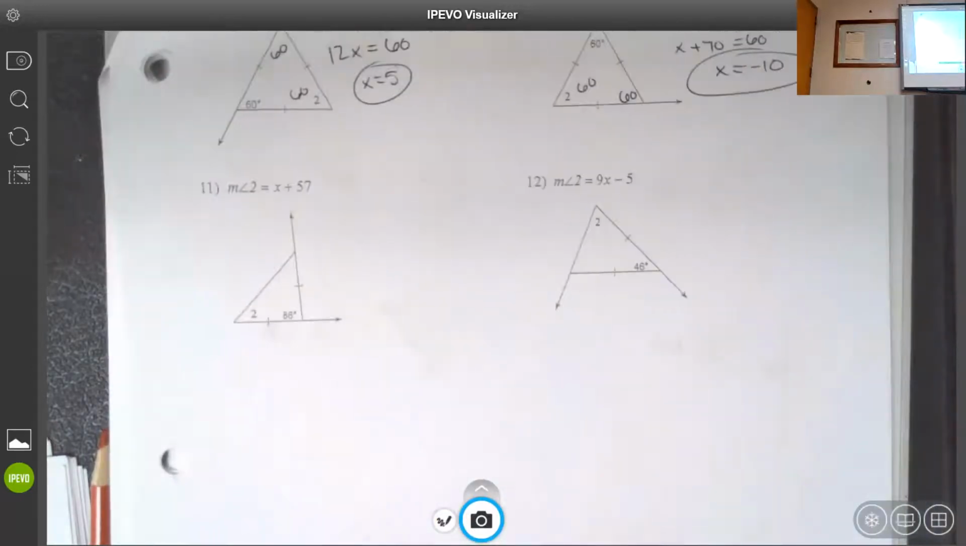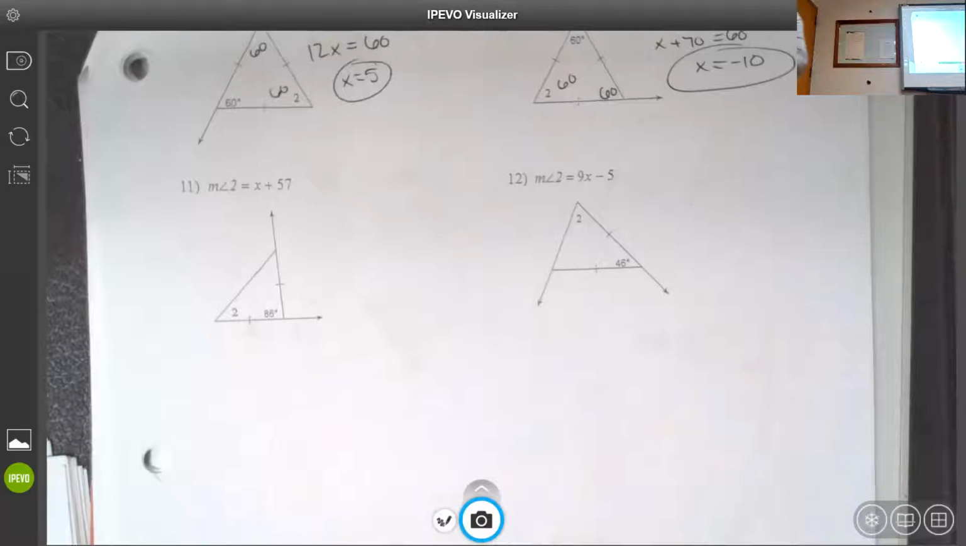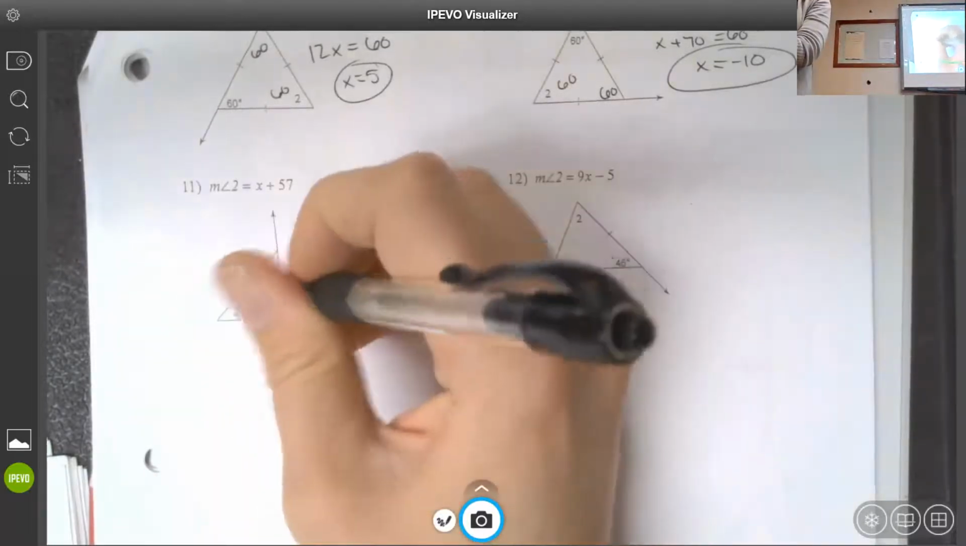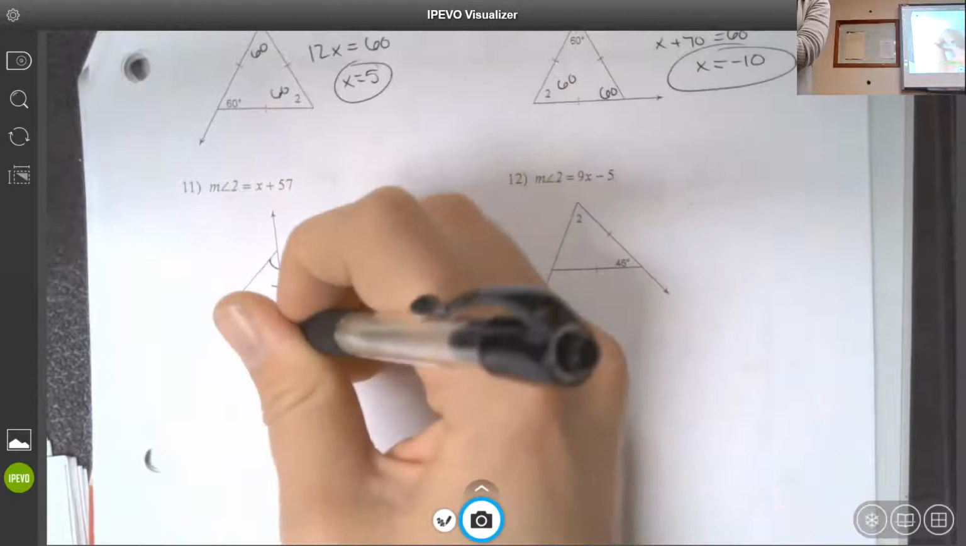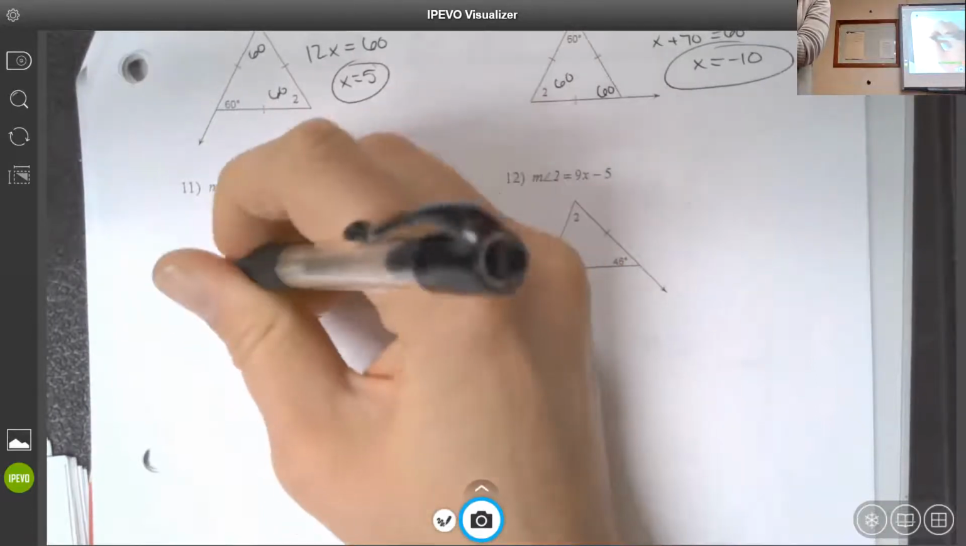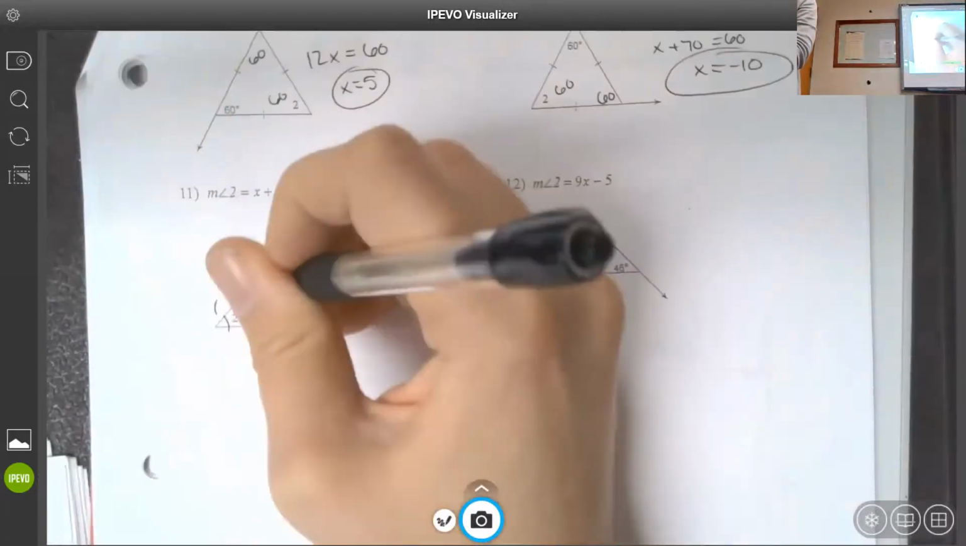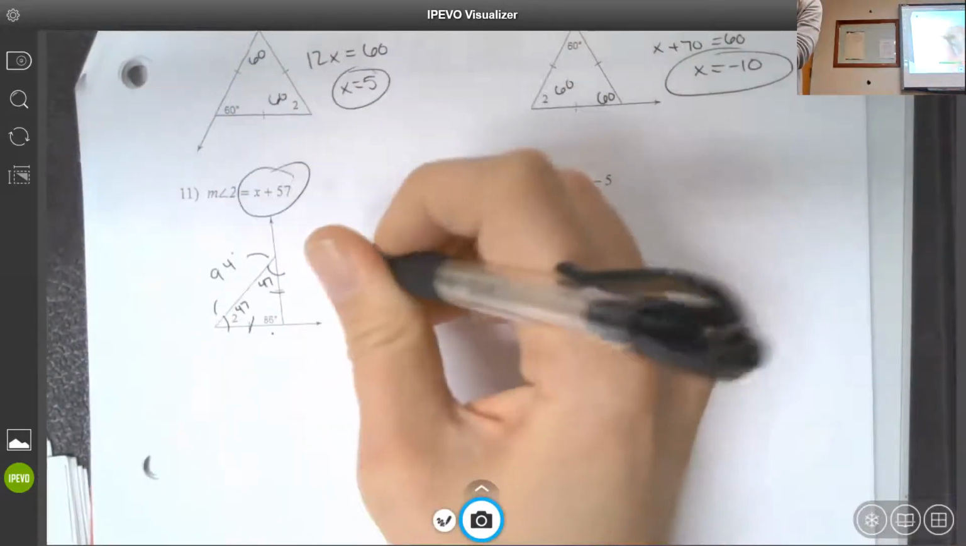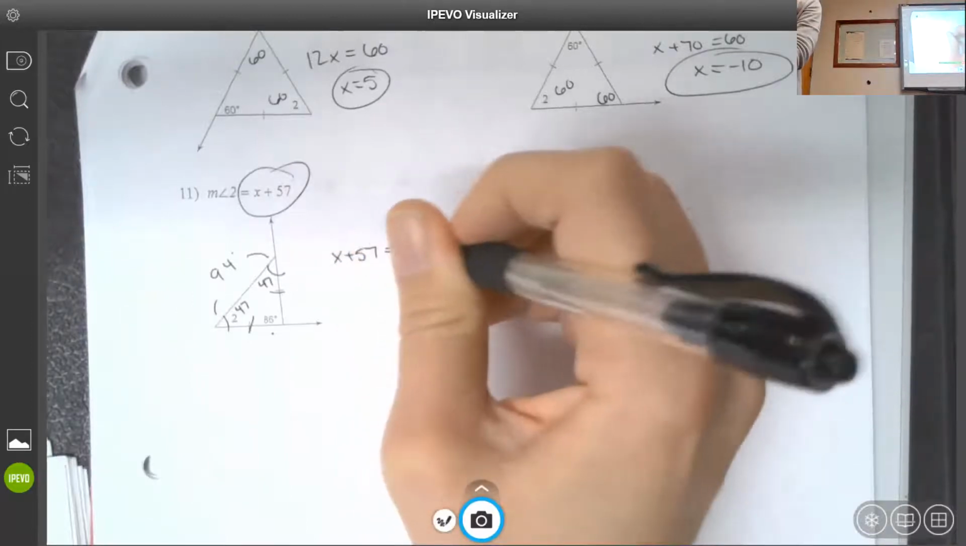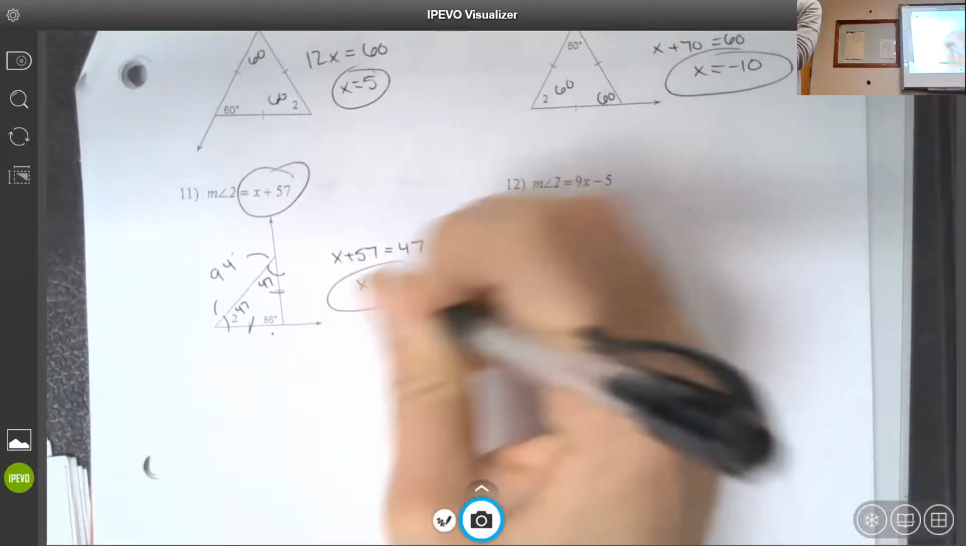11 and 12 use that kind of same idea, but they're not equilateral. This is again using if sides then angles. So if I have 86, that leaves me with 94 degrees left in my triangle. Then I have to take half of that, break it up evenly between those angles. So that's going to give me 47 for each angle. And then x plus 57 equals that angle. X equals -10.